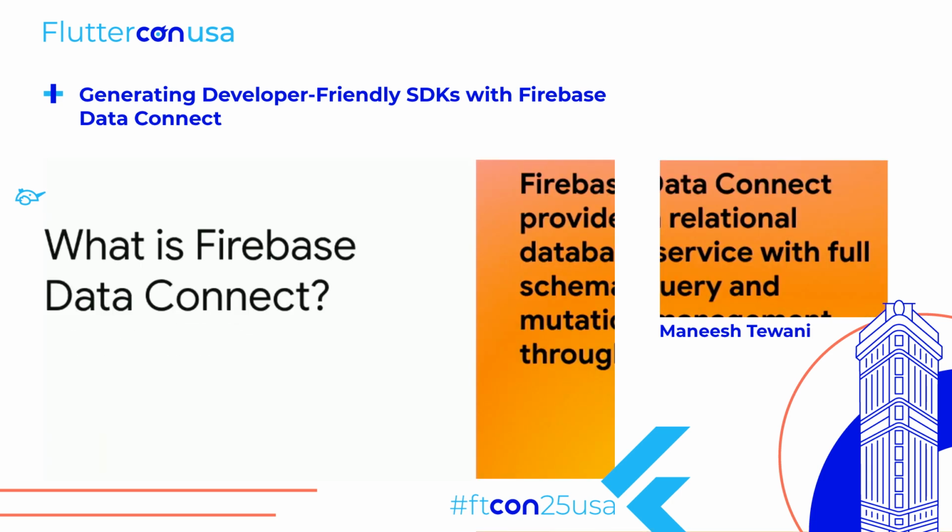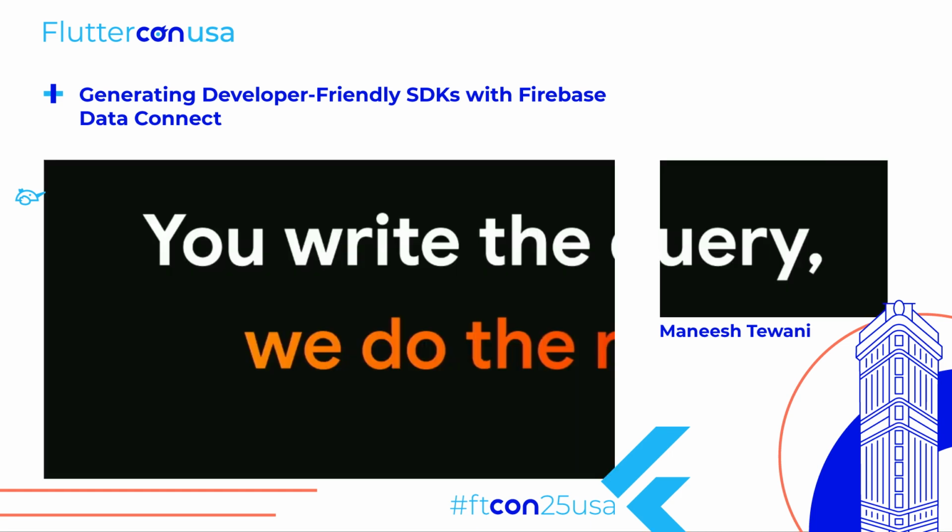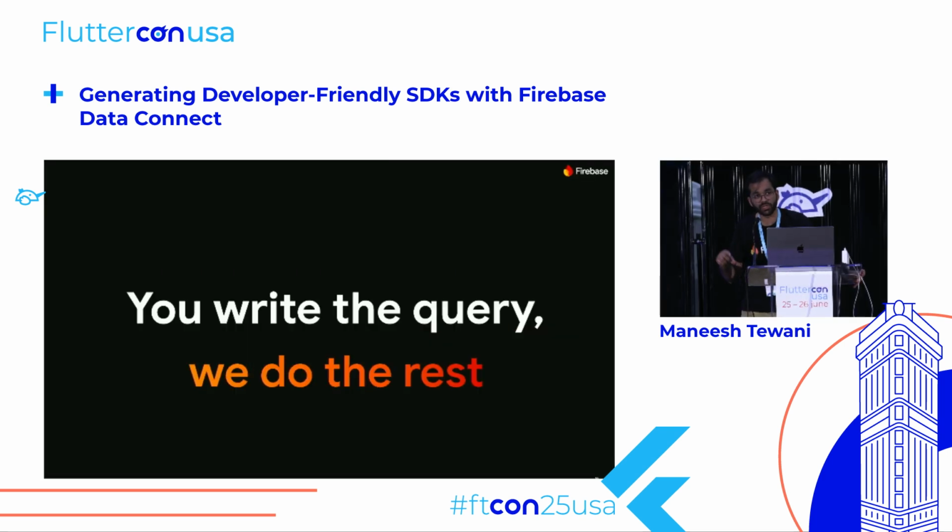Now, what exactly is Firebase Data Connect? Well, Firebase Data Connect gives you a relational database, and it also provides a schema, query, and mutation manager all built in, and it happens to use GraphQL. What exactly does that mean? Well, it means that you write the schema, you write the queries and the mutations, and then we'll handle the rest. We'll actually write the REST APIs for you. We'll manage the Postgres database for you, and then we'll even generate your SDKs for you. So you don't even have to rewrite all of those same types and everything that you did on the back end. We'll generate that for you.